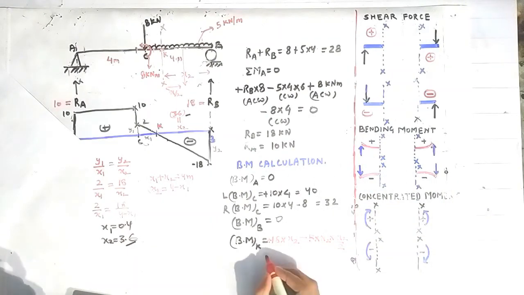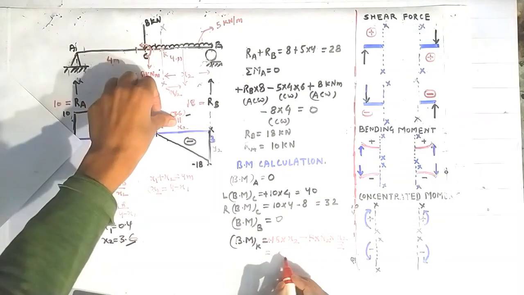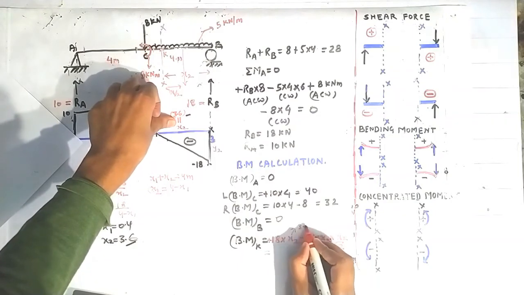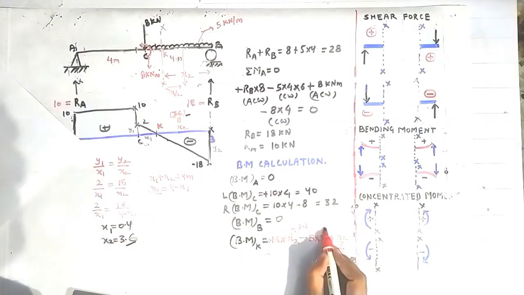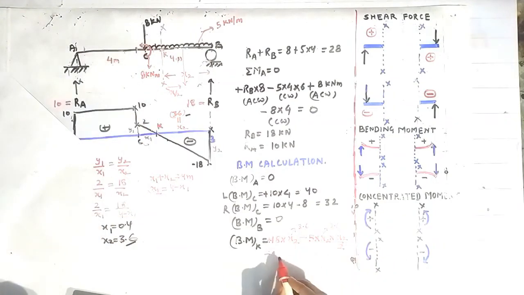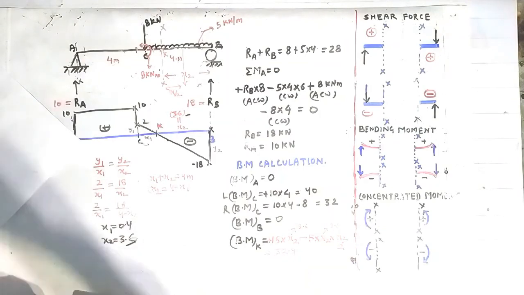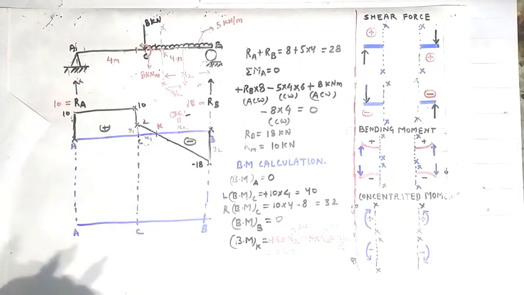Now friends, if you solve this by putting the value of x2 as 3.6, here put x2 as 3.6, here also put x2 as 3.6, you will find that the value of the bending moment at K is coming out to be 32.4 kilonewton meter. Now we will draw the bending moment diagram.